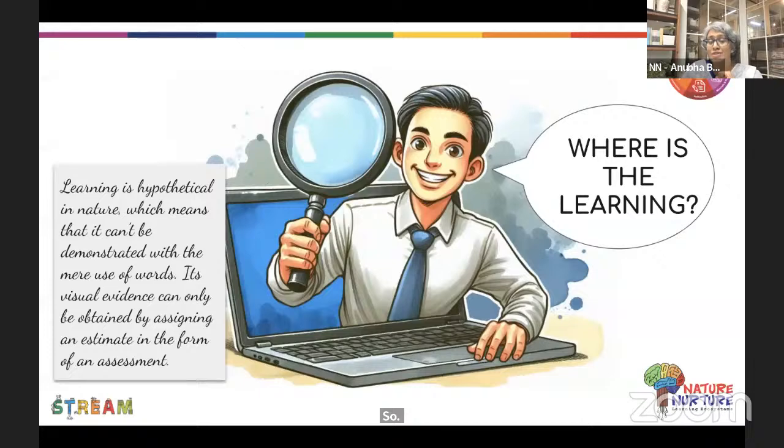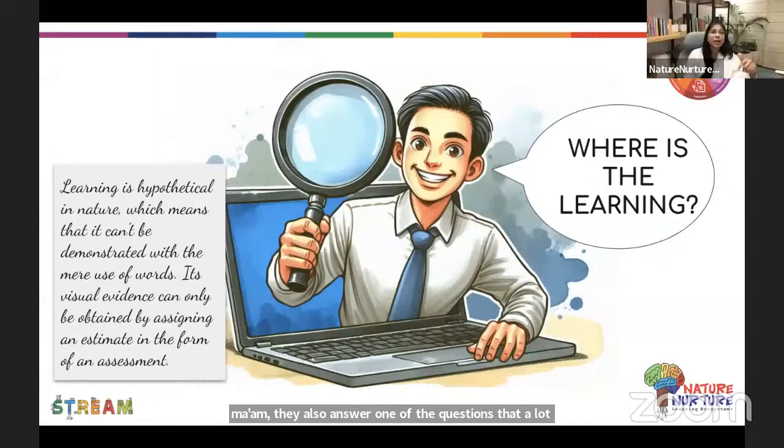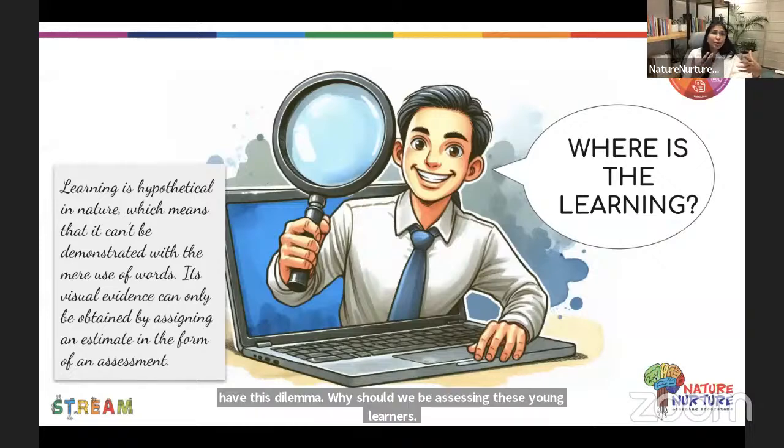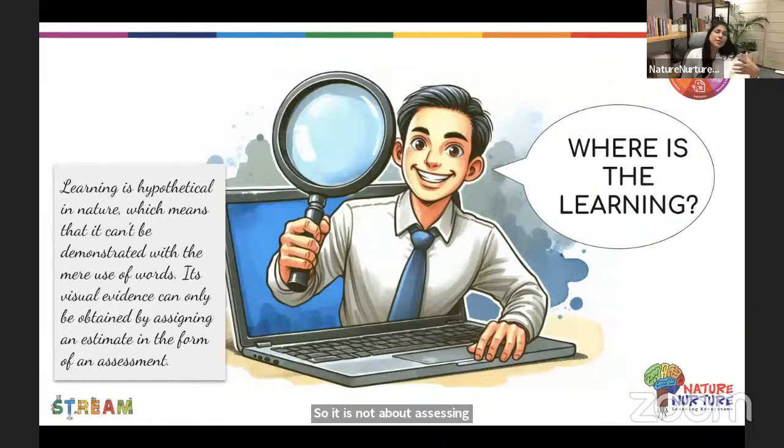I think, ma'am, they also answer one of the questions that a lot of educators had in mind. Should we have assessments? Because, as a practitioner, we often have this dilemma. Why should we be assessing these young learners? So it is not about assessing them. It's about revisiting our teaching learning practices.